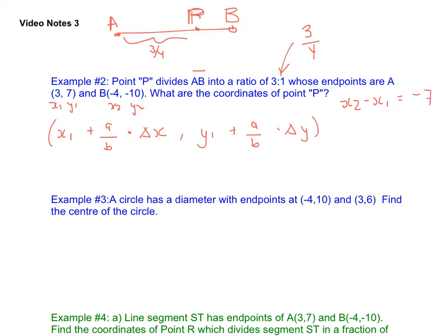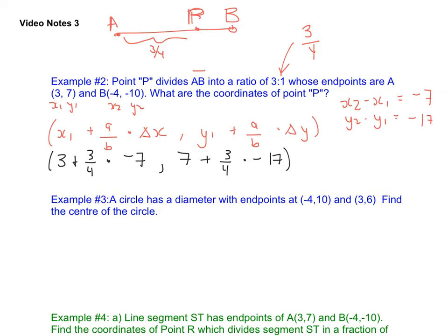So I get -7 here, and then y2 minus y1, so the change in y, is going to give me -10 minus 7, which gives me -17. So now I have everything, I can put it into my formula. x1 is 3, so 3 plus my fraction, which is 3 over 4, times my change in x, which is -7. My y1 is 7 plus 3 over 4 times my change in y, which is negative 17. So all it is, is substituting in all of the values for your variables.